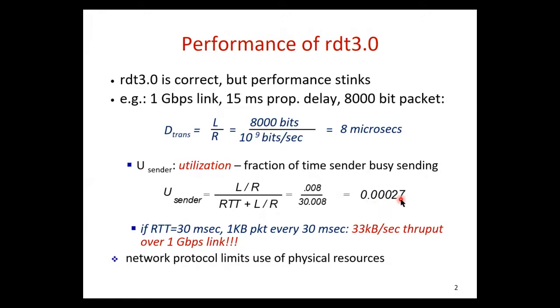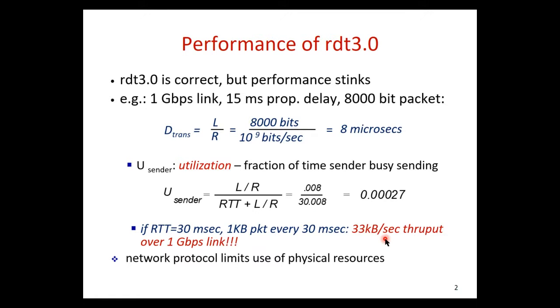So if we use the channel this percent of the time, we can calculate on average what the throughput is. On average, how many bits per second do we transfer, given that we have this idle period? If we do the math, we transmit a 1 kilobyte packet every 30 milliseconds. So every round trip time we transmit one packet, and the packet is 8 kilobytes.